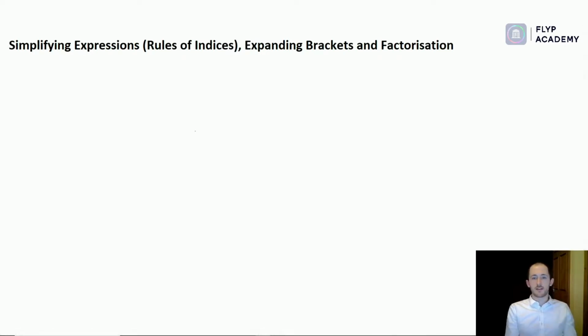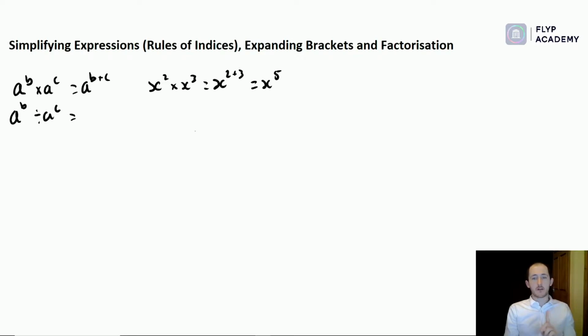So, rules of indices, let's go. a to the power of b multiplied by a to the power of c, all you do is add the powers. So for example, x squared times x cubed is equal to x to the power of 2 plus 3, so it's equal to x to the power of 5. Fairly easy. a to the power of b divided by a to the power of c, and remember in algebra we can also write this as a to the power of b over a to the power of c, so keep that in mind. It just gives you a to the power of b minus c.